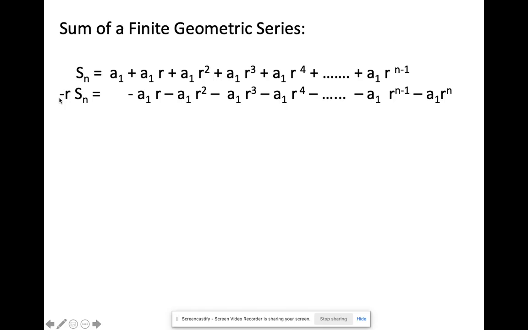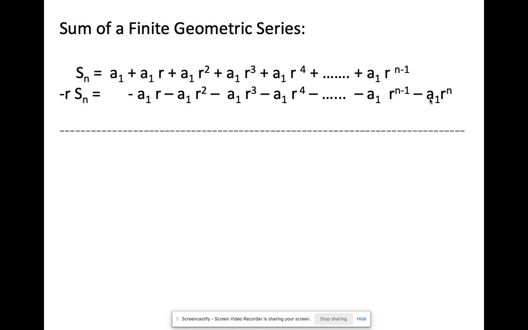So if I multiply this by negative r, the top one, that's going to be negative a1 r, which is already this, because I'm multiplying the top one by negative r. So negative a1 r, negative a1 r squared, and so on. And then I'm going to multiply the last one, okay? a sub 1 r to the n minus 1 times negative r gives negative a1 r to the n.